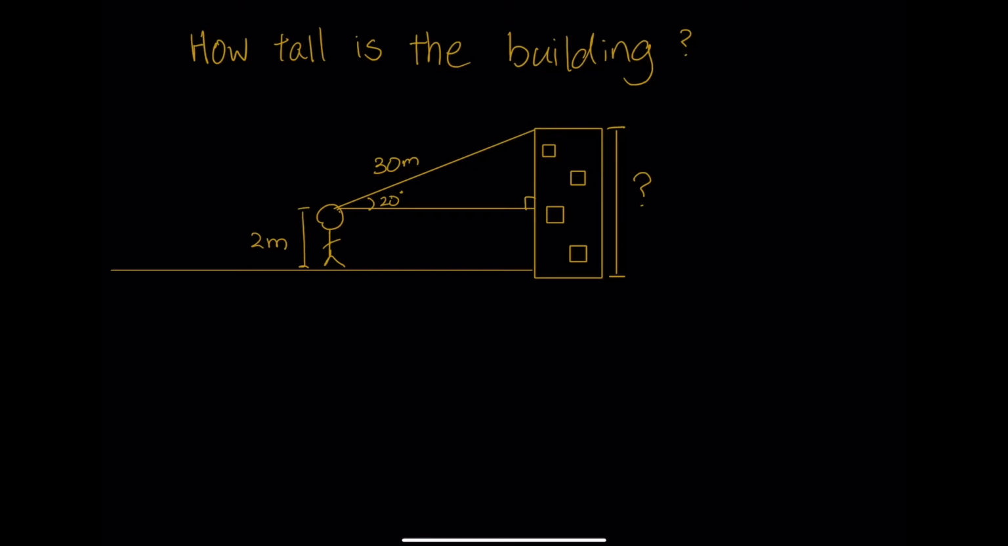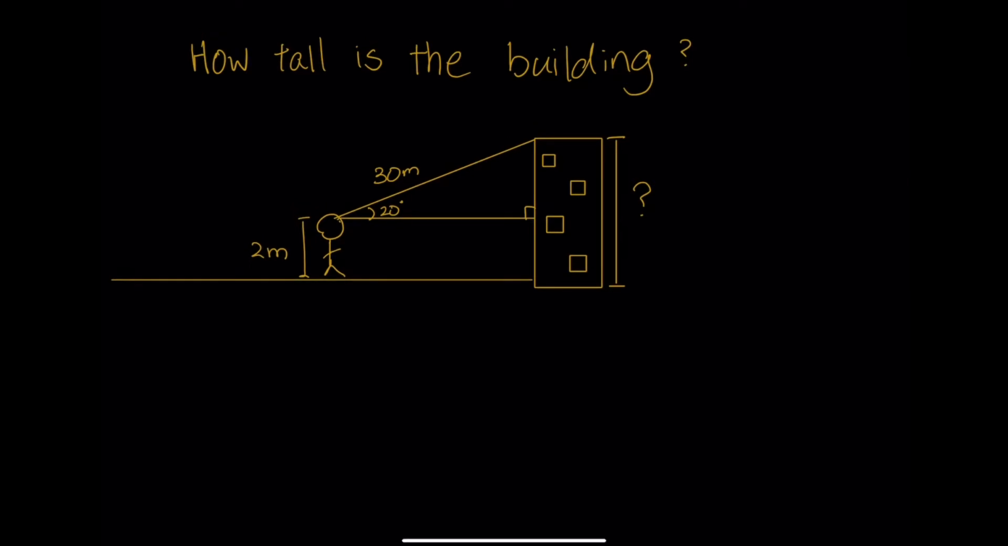Let's begin. In this situation, a person is looking up to the top of a building with an angle of 20 degrees above the horizon. The person is 2 meters tall. How tall is the building? Pause the video and see if you can solve it first.